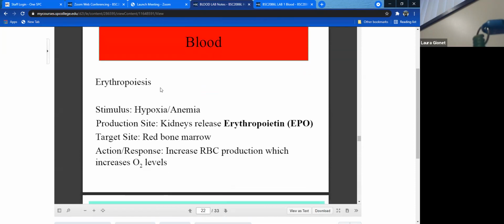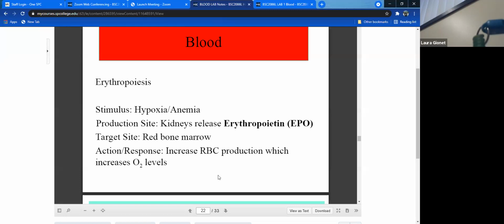So here we have erythropoiesis, which is the formation of blood cells. The stimulus is a negative feedback loop; we'll look at it in the exercises. The stimulus is hypoxia or anemia, but anemia really is hypoxia. It's a lower than normal amount of oxygen being transported, really. That's what hypoxia really refers to. Anemia is just a decreased number of red blood cells.